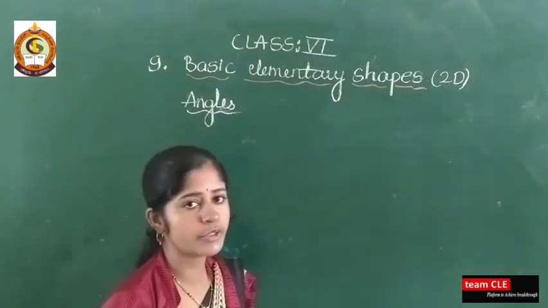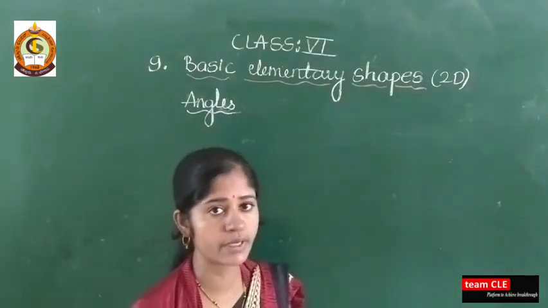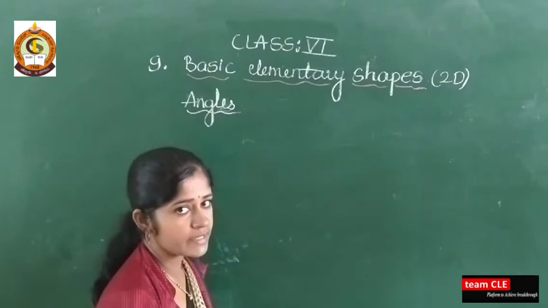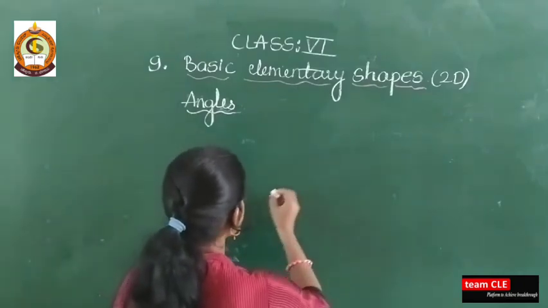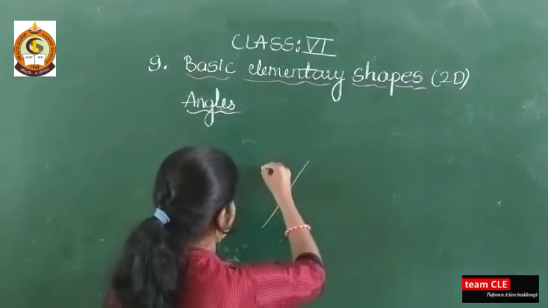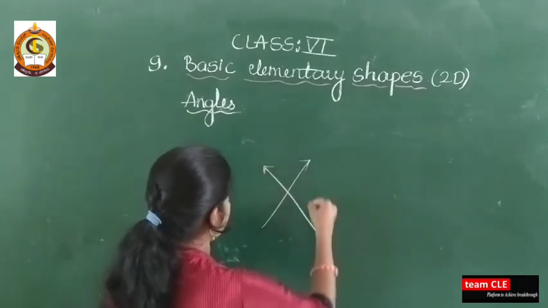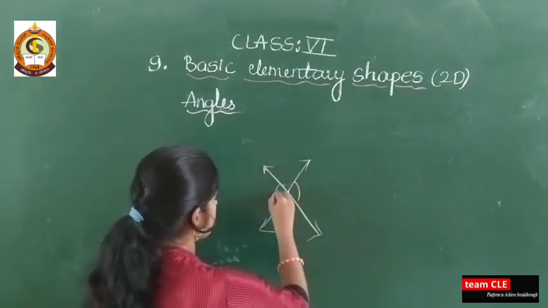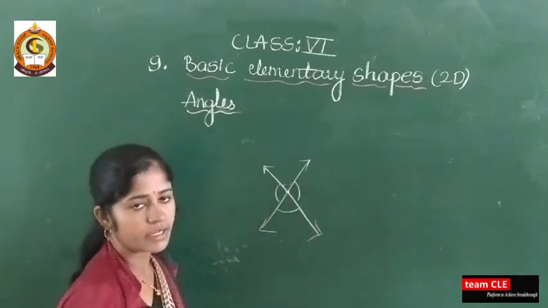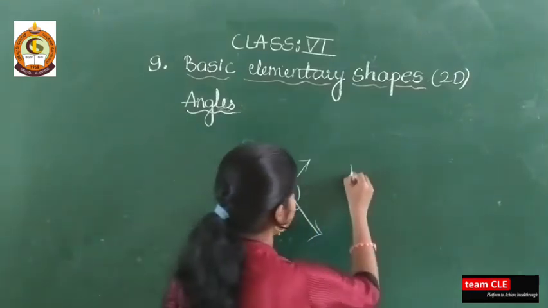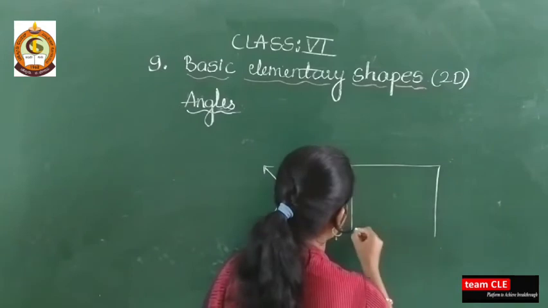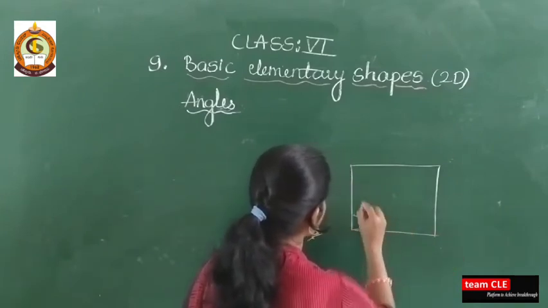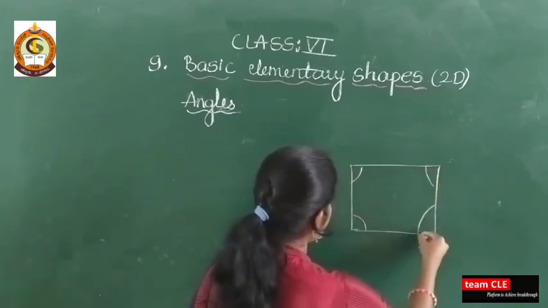See here, in day-to-day life we can see so many two lines intersecting each other. Let us take these lines. See here they intersected, and how many angles are formed here? Yes, 4 angles are formed. Let us take one more example, and that is a square. Here also you can see 4 angles are formed.